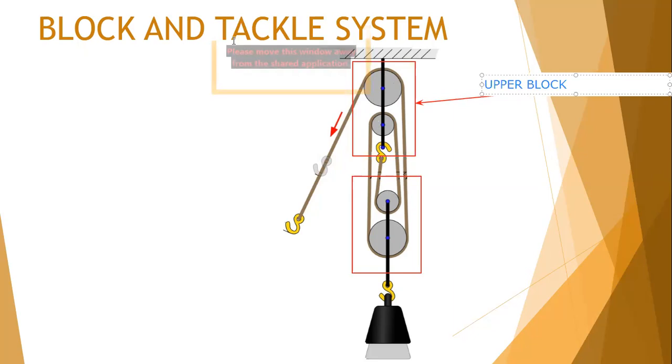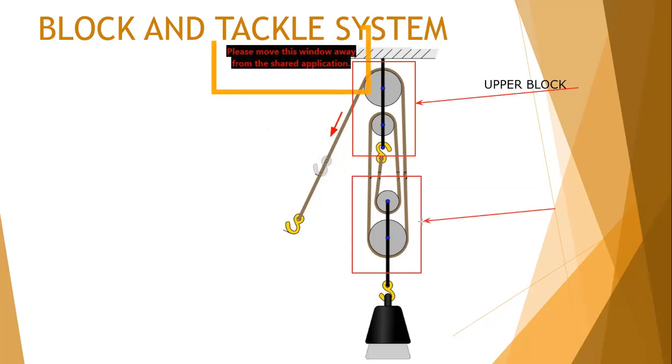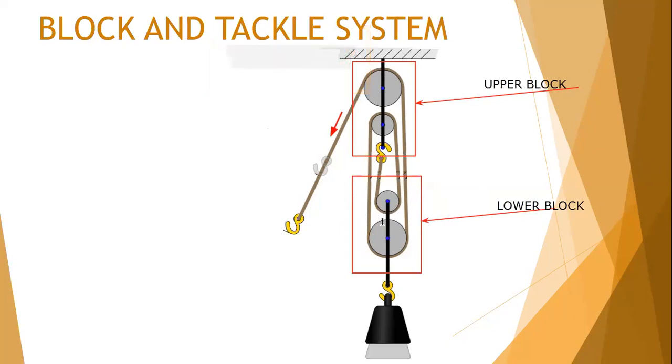This is our upper block, and this is our lower block. So we have two blocks, upper block and lower block. This part is the lower block. It is not necessary that a block should have only two pulleys in it. According to the need, the blocks may differ. The number of pulleys in the upper block and the lower block will differ.